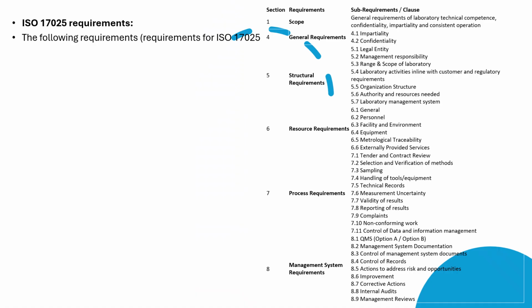So just remember, in ISO 17025, there are 8 clauses, that is your scope, general requirement, structural requirement, resource requirement, process and management system requirements. And there are sub clauses to it. And it is very interesting to learn all these sub clauses. And it is essential to get certification by this standard.